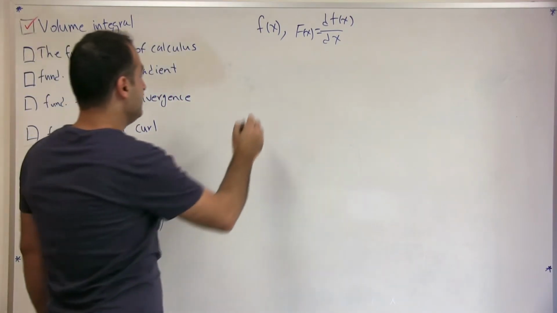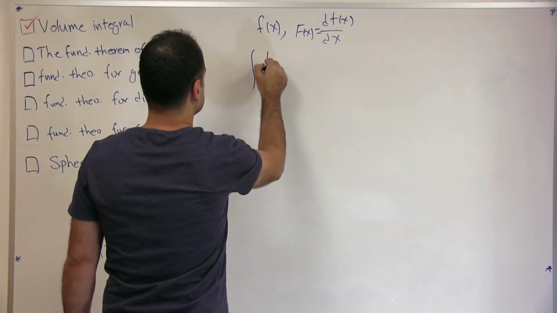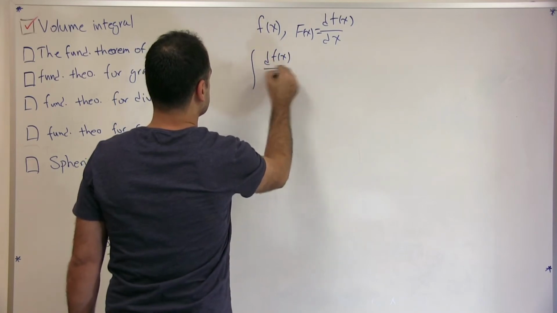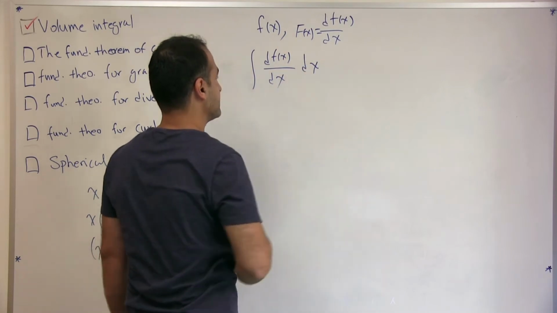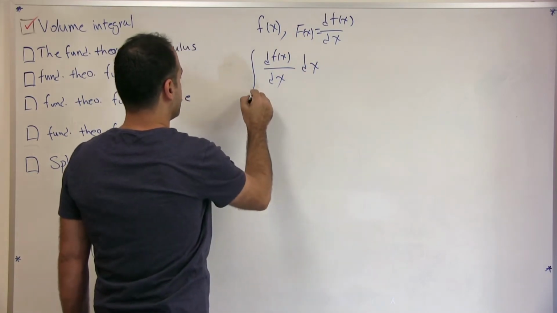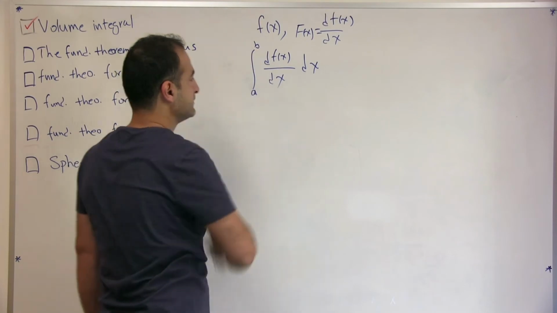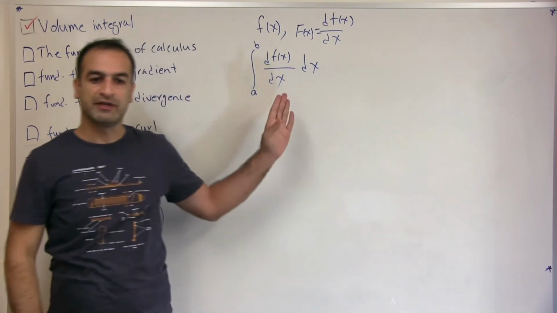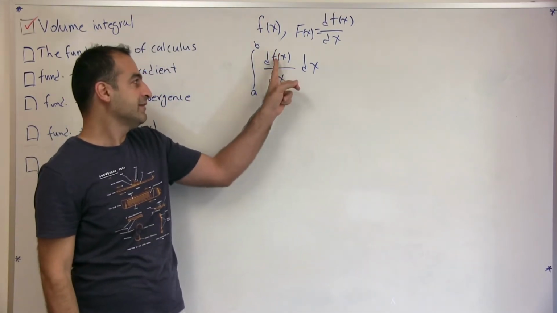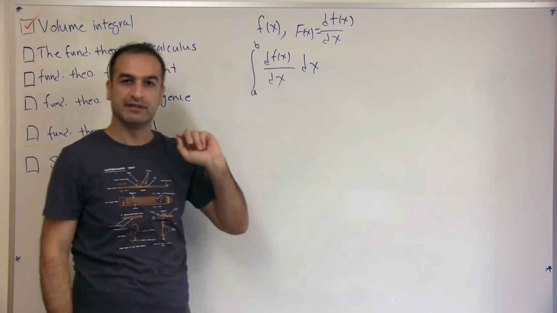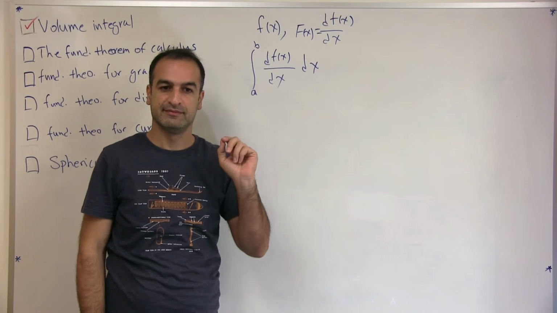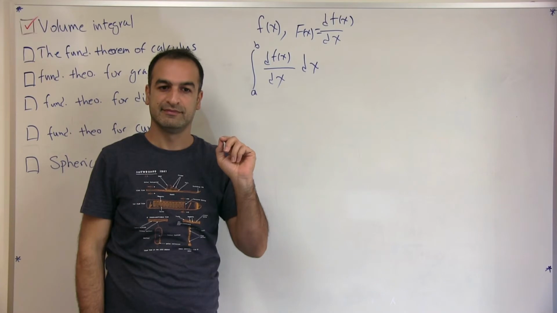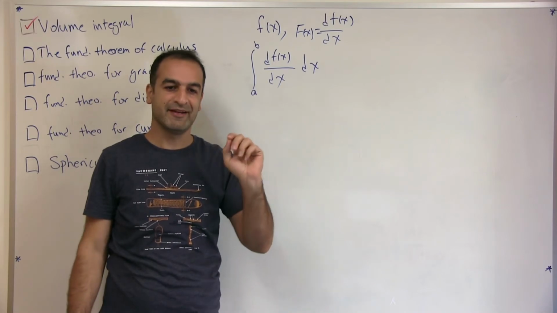Okay, if you integrate df(x) over dx, if you integrate it over x from, let's say, a to b, what do you get in terms of f of a and f of b? You get capital F on B minus capital F on A. Capital F or a small f?